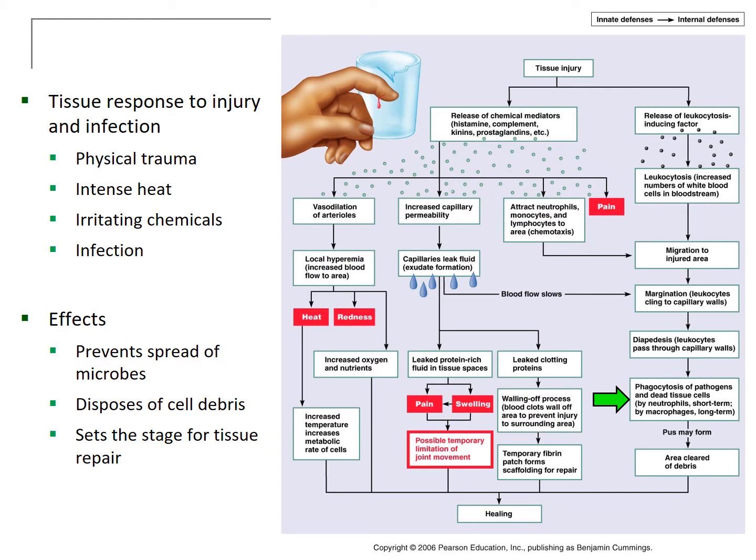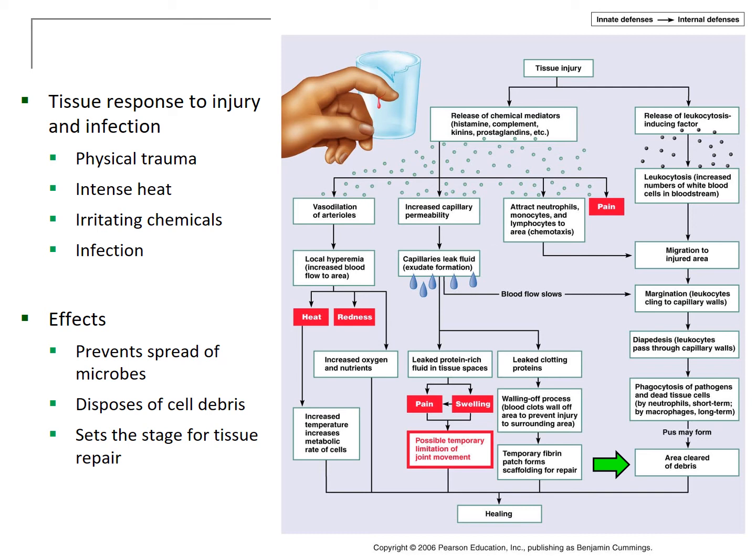Now, in the short term, this is done by neutrophils. In the long term, this is done by macrophages, most typically monocytes. At this point, pus may form as a result of the buildup of these white blood cells. Finally, when the area is cleared of debris, then you'll get healing beginning.